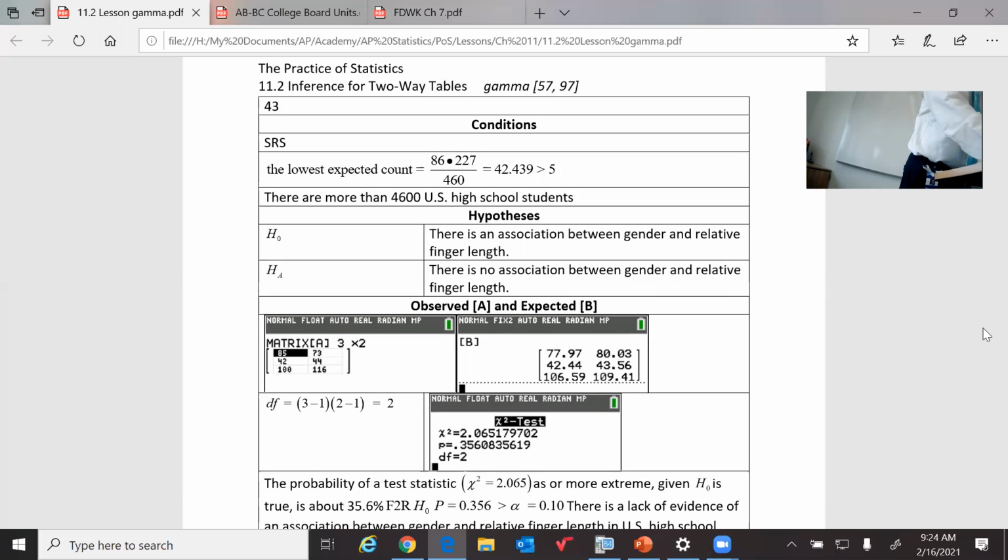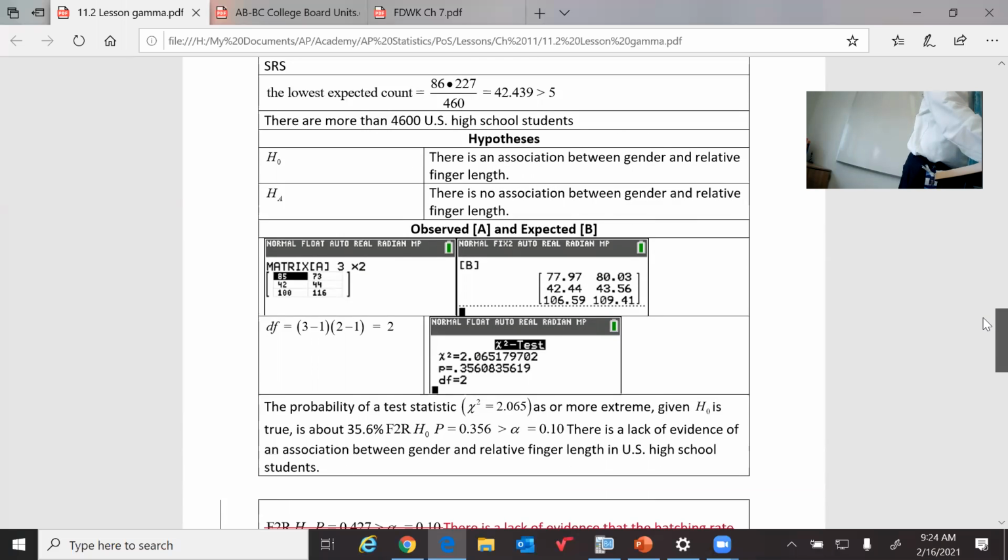Okay. So what happens? We get a test statistic of 2.065. The p-value, 36%. You're in the body. Fail to reject. There is a lack of evidence of association between gender and finger length. Okay? And then the last one says what I told you not to worry about, but we'll show you what a question will look like.